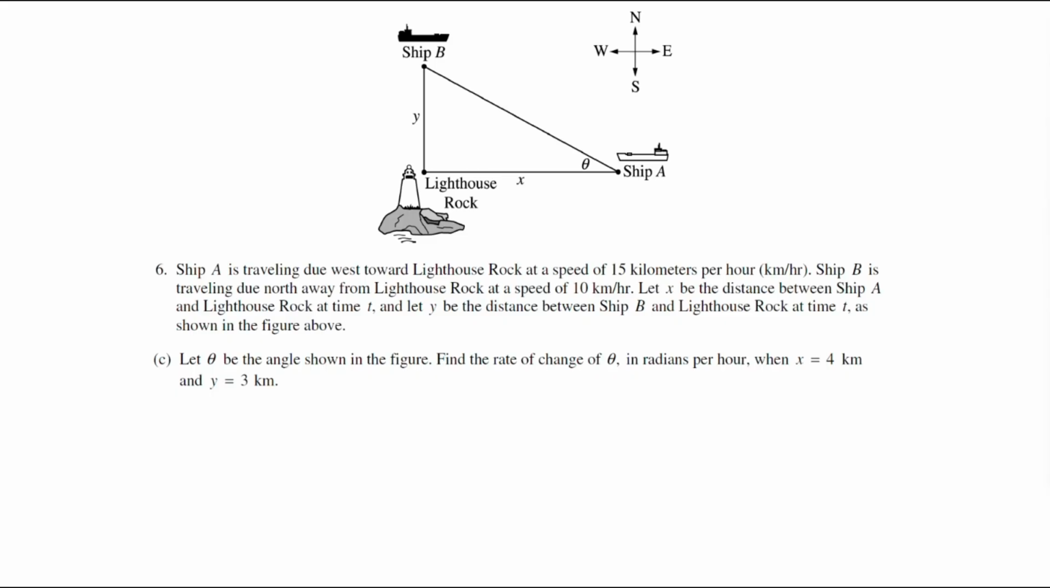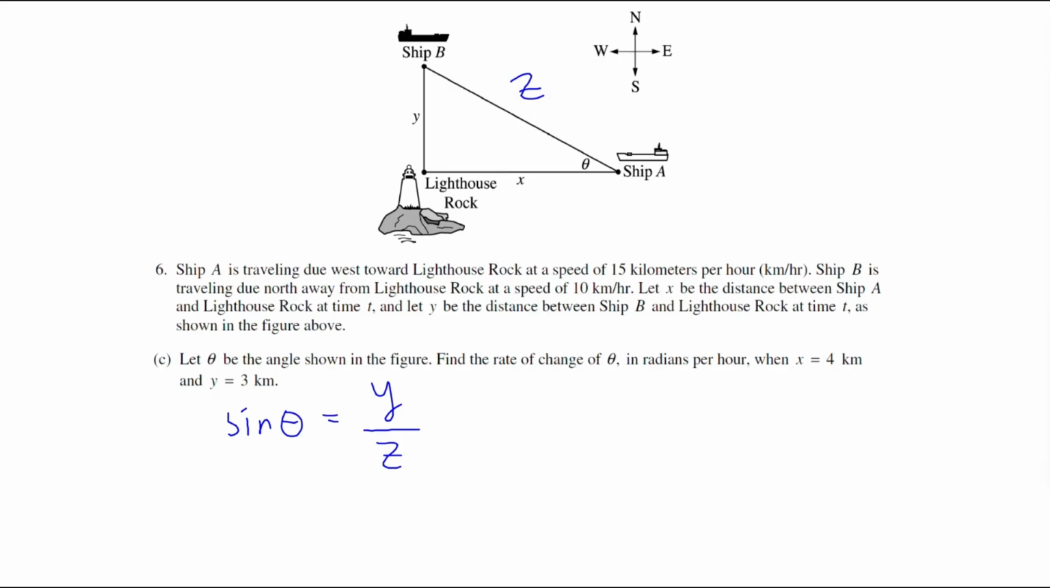And in part C, it says, let theta be the angle shown in the figure, and we want to find the rate of change of theta in radians per hour when x is 4 and y is 3. So there's lots of ways to go about doing this. We can use basically any trig function that we want here. Doesn't really matter. I'm going to just use sine of theta. So if I let the sine of theta equal the opposite, which is y, we'll use y over z for sine theta.